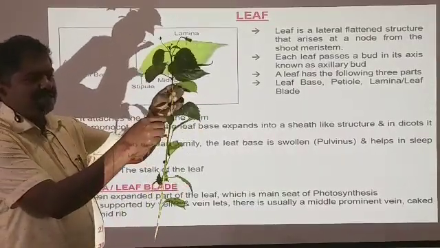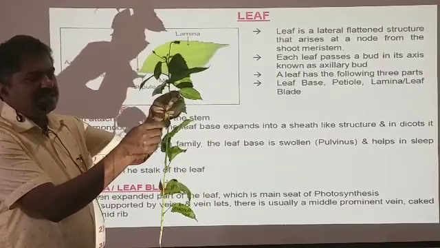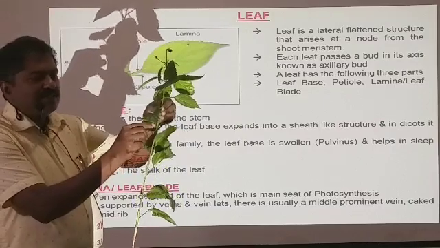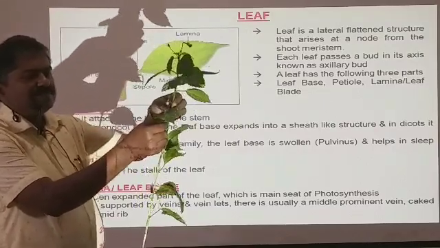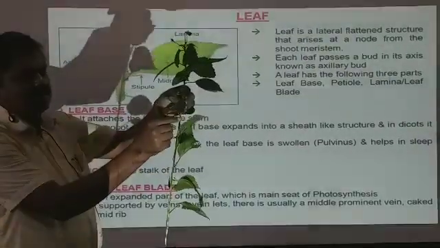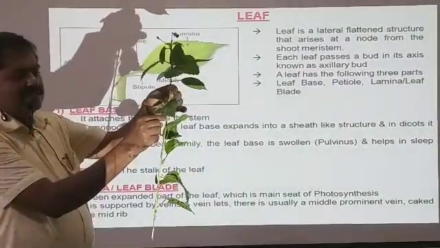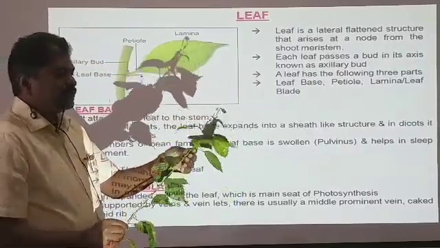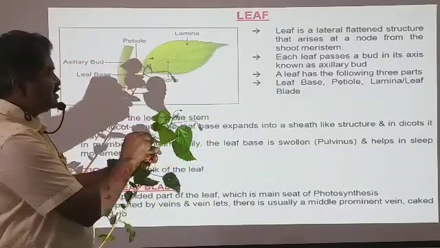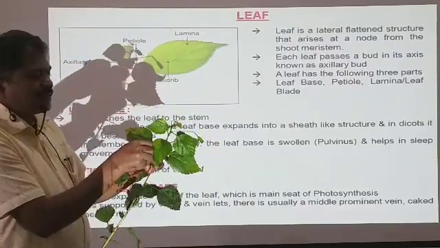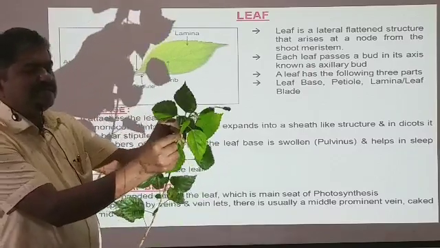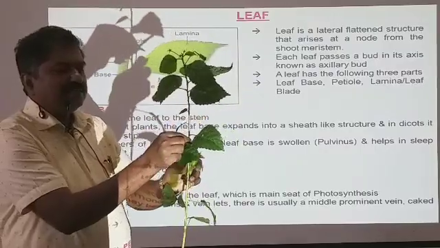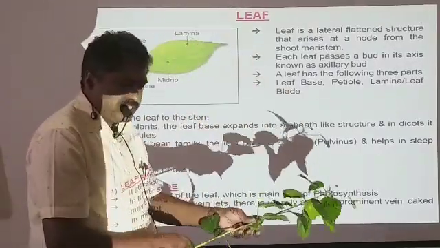So this is the nodal region, and on this nodal region the leaves are arising. The leaves are arising from the nodal region of the stem, and in the axil of the leaves there are buds, which we call the axillary buds.